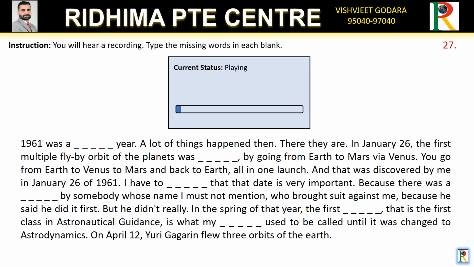1961 was a vintage year. A lot of things happened then. There they are. On January the 26th, the first multiple flyby orbit of the planets was determined, going from Earth to Mars via Venus. You go from Earth to Venus to Mars and back to Earth, all in one launch. And that was discovered by me on January the 26th of 1961.